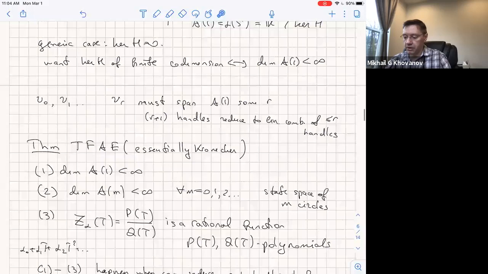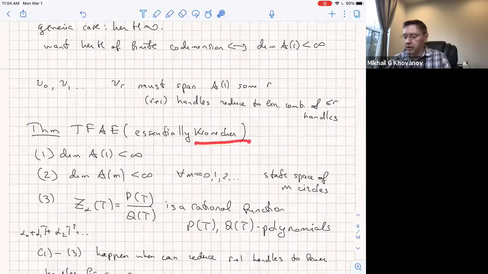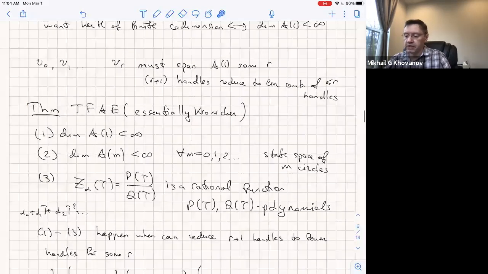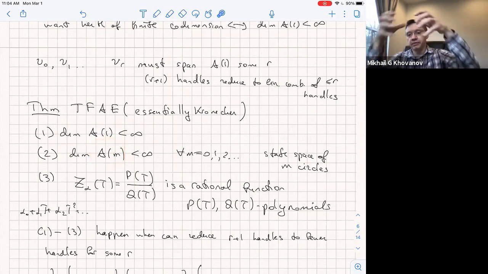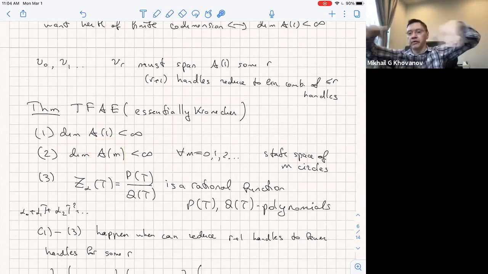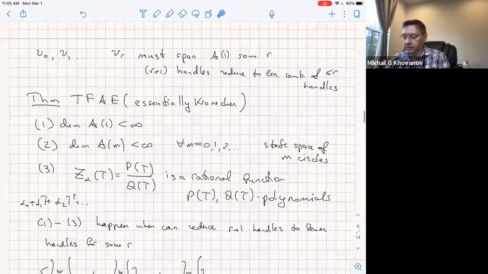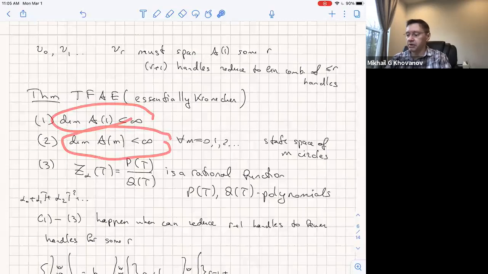And so let me state the theorem that essentially goes back to Kronecker, to the 19th century, but we can phrase it like this. The following are equivalent. The state space of a circle has finite dimension. The state space of M circles, here denoted by A_M, the state space of M circles. So you have M circles, look at all the cobordisms, all the manifolds that bound M circles, modulo relations. So this happens if and only if this happens for all M.